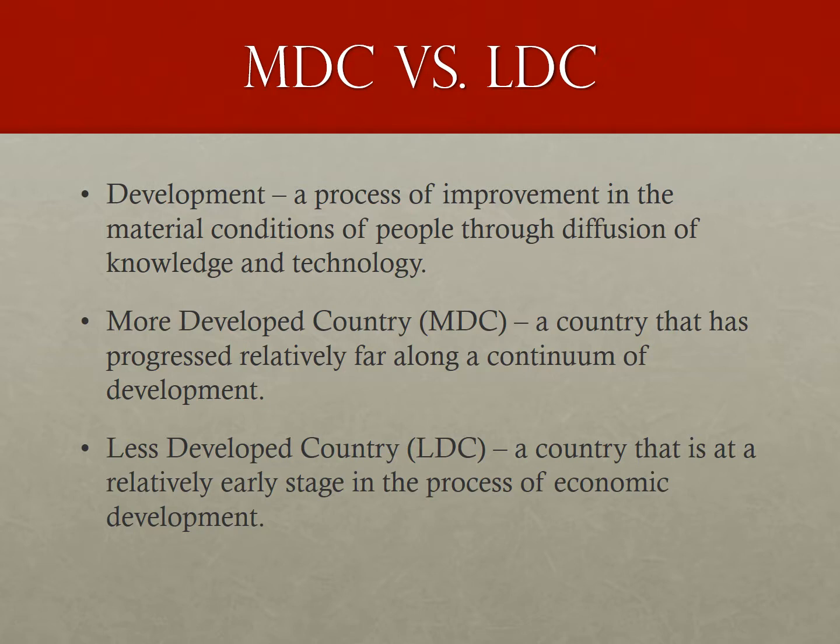On the other end of that spectrum are less developed countries, or LDCs. And these are countries that are at a relatively early stage in the process of economic development. And so even though we have these two different definitions, more developed and less developed, and there's alternative names that go along with them. More developed might be developed, relatively developed. Less developed could be developing, things like that. These are two ends of a spectrum.